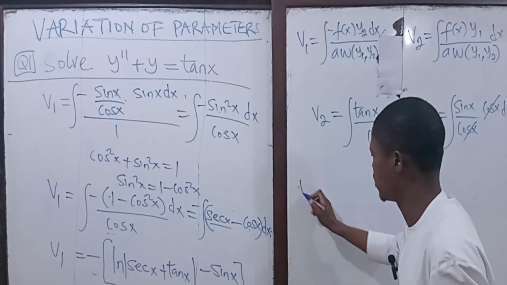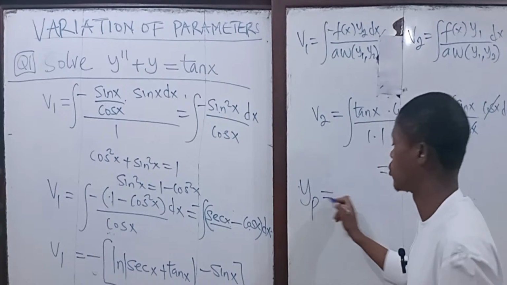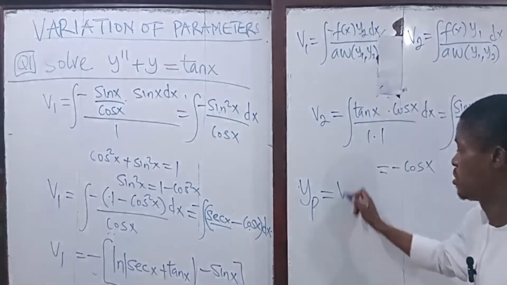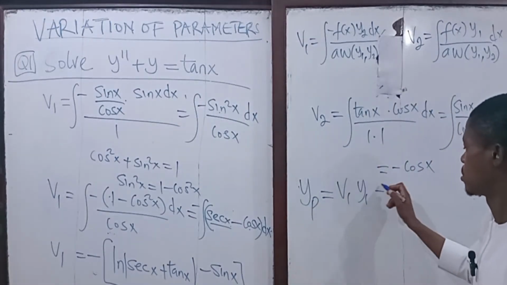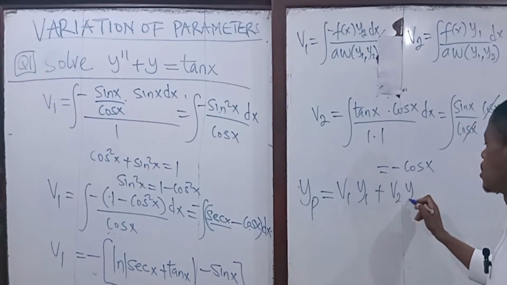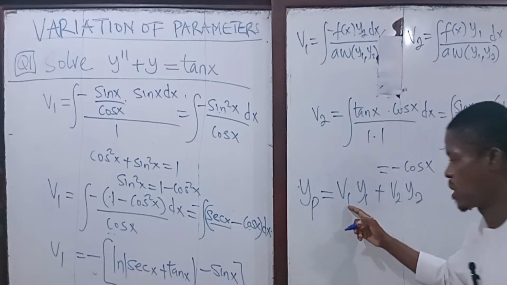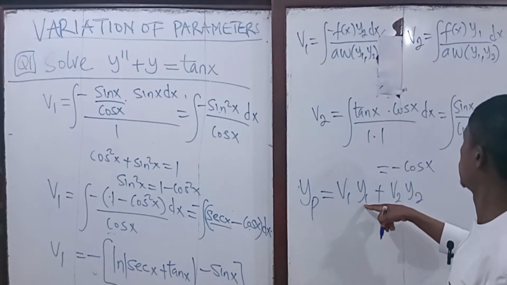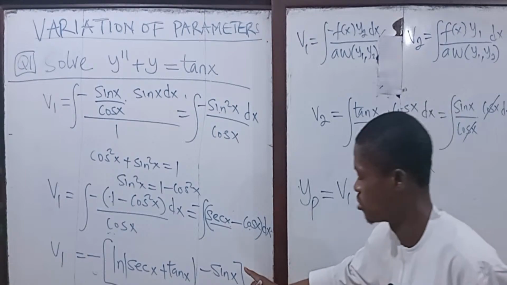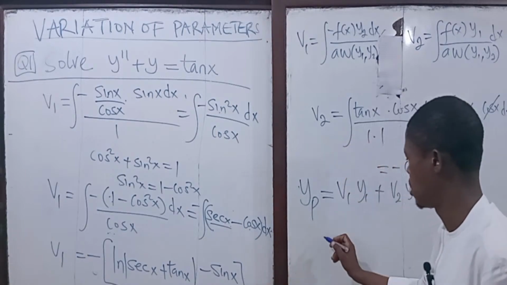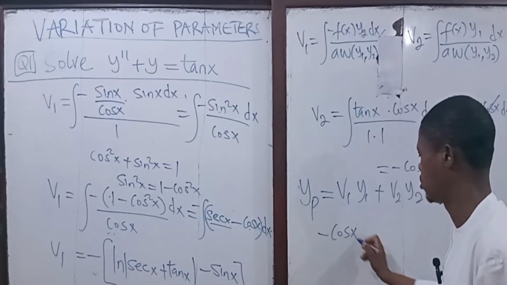So finally, we now write our general solution, the particular solution, which is y1. That's the particular solution. Then make your substitution. Your v1, we have the value times y1, so that means times cos x. So it's going to be minus cos x.